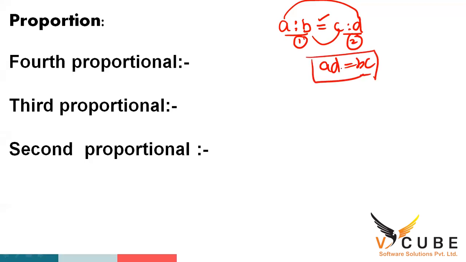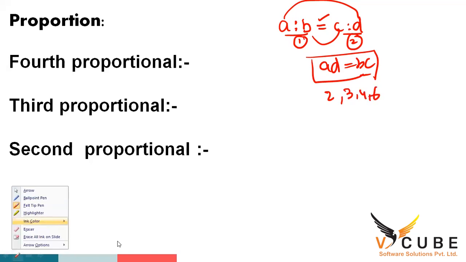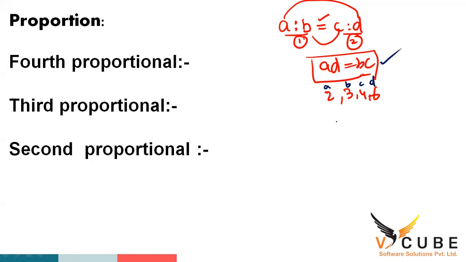It is very important here. What is the proportion? Two ratios being equal is called the proportion. The proportion formula is AD is equal to BC. For example, 2, 3, 4, 6. Find out whether it is a proportion. Look like A, B, C, and D. So 2 into 6 is equal to 3 into 4. 2 sixes are 12, 3 fours are 12. 12 is equal to 12.